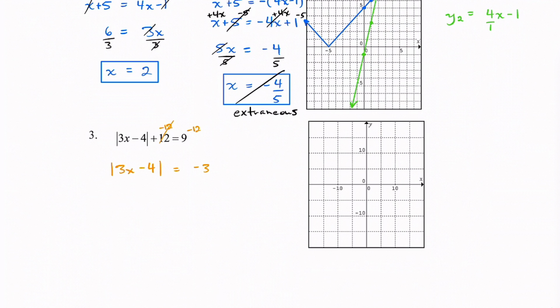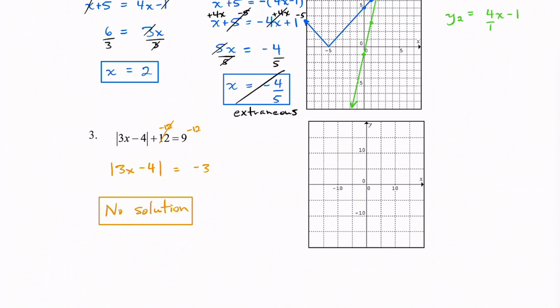Now just looking at this, can you guys think of a number that when you take the absolute value of it, you're going to get out a negative number? So there's no number that when you take the absolute value of it, you'll get out something negative. Because remember we said absolute value is going to turn it into something positive. So I can see right here, there's not going to be any solution with this. So as soon as you see that, you can stop and say that this has no solution.